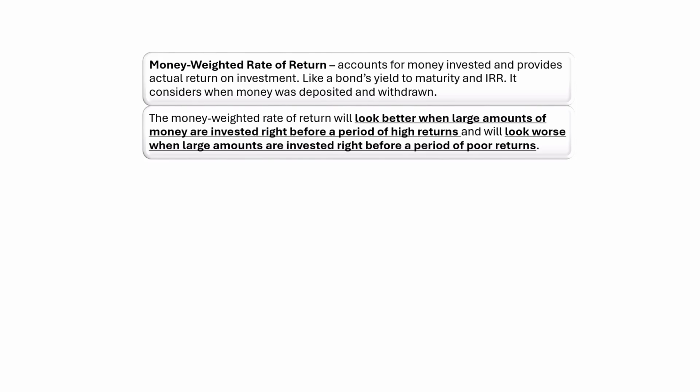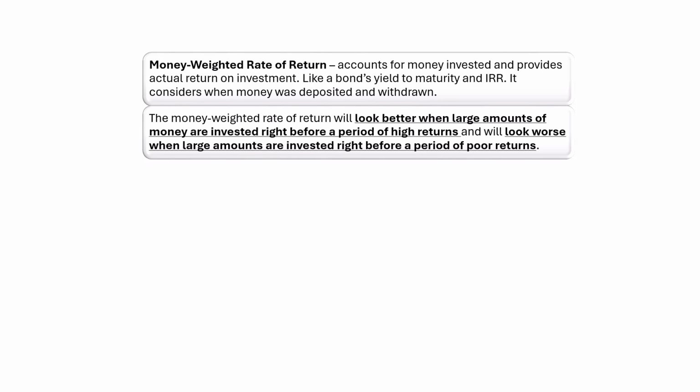The money-weighted rate of return accounts for when money is invested and provides a return on investment. The money-weighted rate of return will look better when large amounts of money are invested right before a period of high returns, and will look worse when large amounts are invested right before a period of poor investment returns. The money-weighted rate of return gives more weight to periods where more capital is invested.